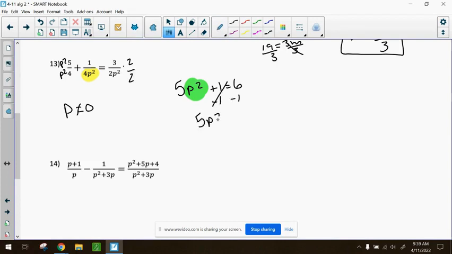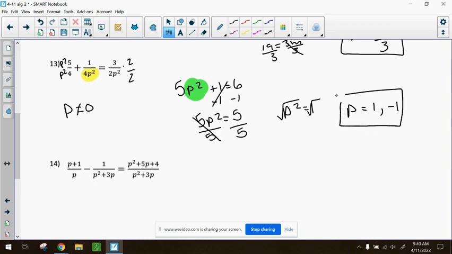So 5p squared is equal to 5. I divide by 5. So p squared equals 1. And then to get p by itself, I take the square root. And anytime we take the square root of a number, we need the positive root and the negative root. Both of those will still count, however, because it does not match anything in my restrictions list.